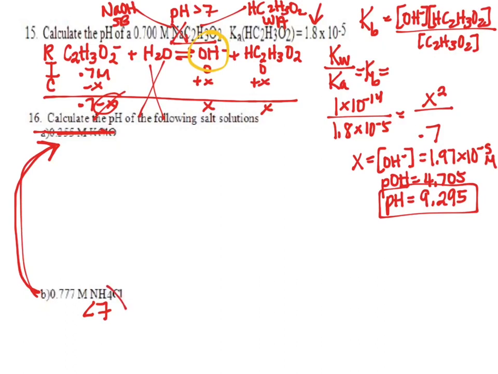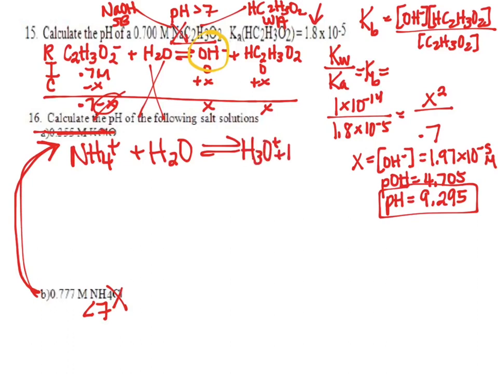So Cl is our strong, so it is a spectator. So take NH4 plus and add it to water. And what two things do we get? H3O and NH3.